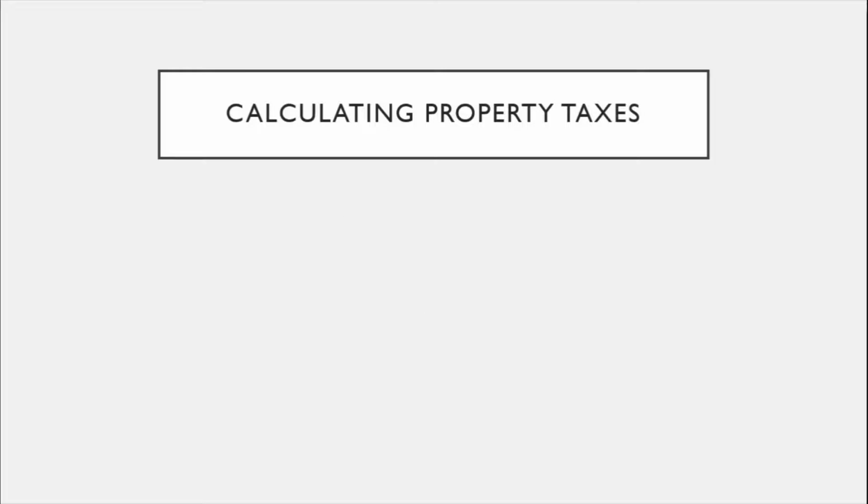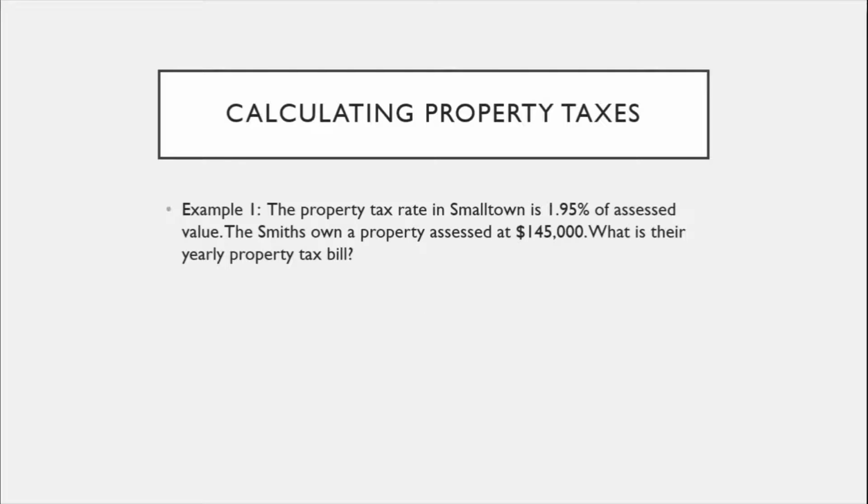So let's look at a couple examples of this. The property tax rate in Small Town is 1.95% of assessed value. The Smiths own a house assessed at $145,000, and we would like to know what is their yearly property tax bill. So go ahead, and even if you're not 100% sure how to do this, just try it. See what you can figure out.